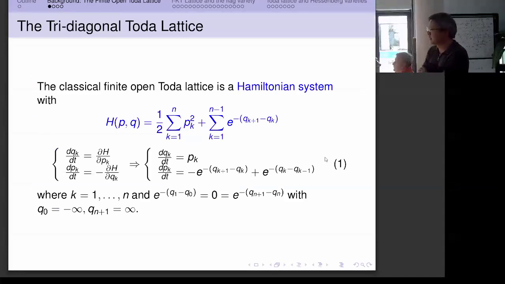The classical Toda lattice is a Hamiltonian system, which is described like a chain of particles, either on the line or on the circle. We use the standard symplectic form to define the Hamiltonian system. I just need two things: one is a symplectic form, the other is a Hamiltonian.